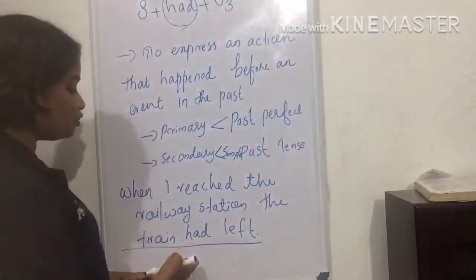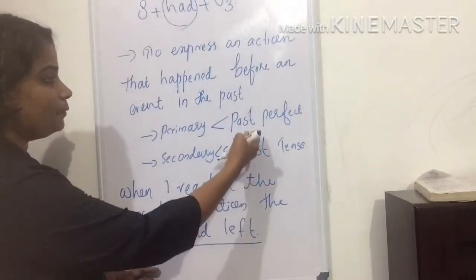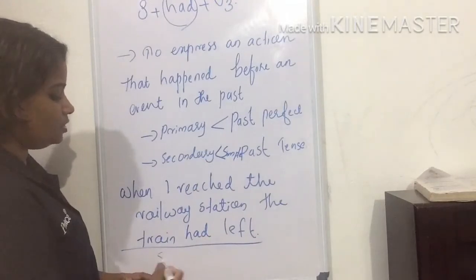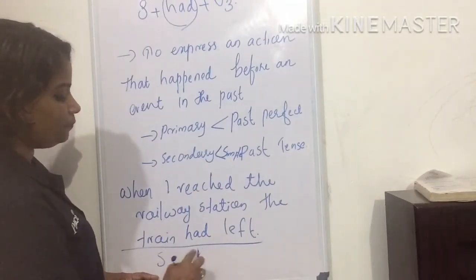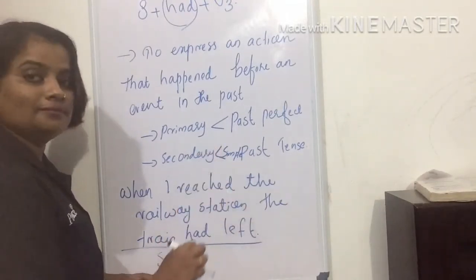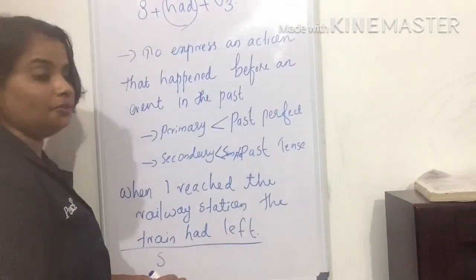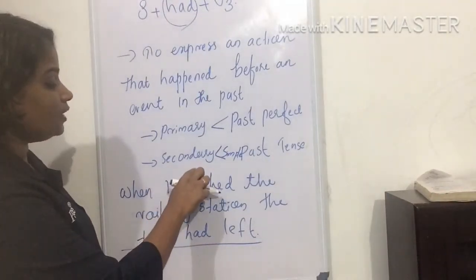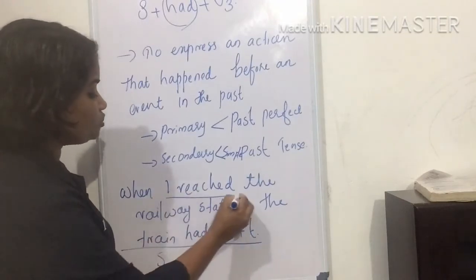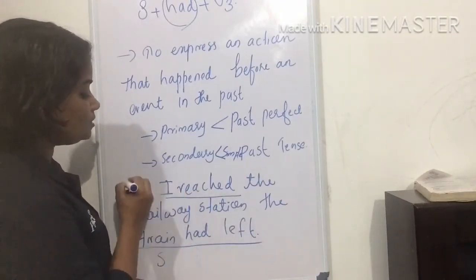So the primary action always takes past perfect tense. Subject had plus V3. Leave, left, left. Okay. The next one is the secondary action. I reached. I is the subject.